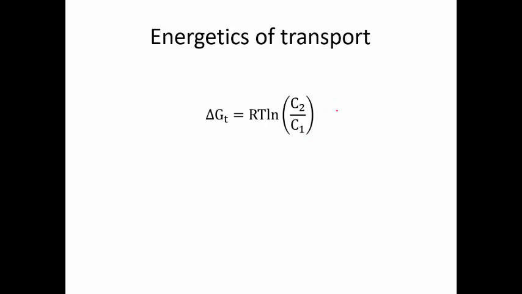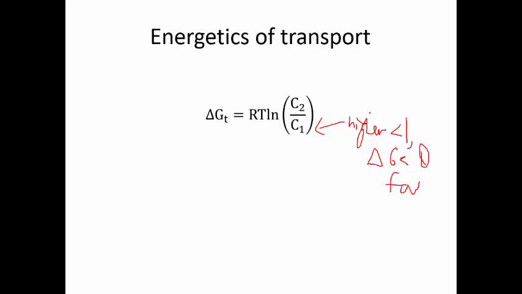So if we think about this, when this is higher and this is lower, then this whole term is going to be less than 1. And the natural log of things that are less than 1 is negative. So the delta G is going to be less than 0. And so we know that that means it's favorable.